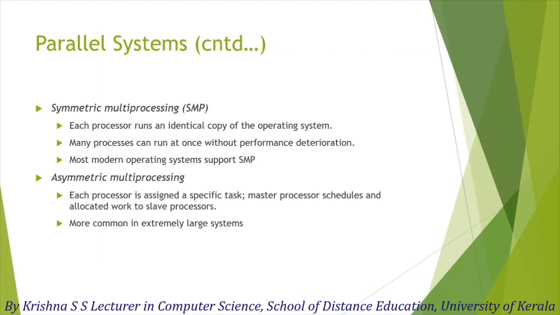Then we have asymmetric multiprocessing. In asymmetric multiprocessing, each processor is assigned a specific task. A master processor controls the system. There is a master-slave relationship. The other processors either look to the master for instruction or have predefined tasks. This scheme defines a master-slave relationship. The master processor schedules and allocates work to slave processors. It is more common in extremely large systems.